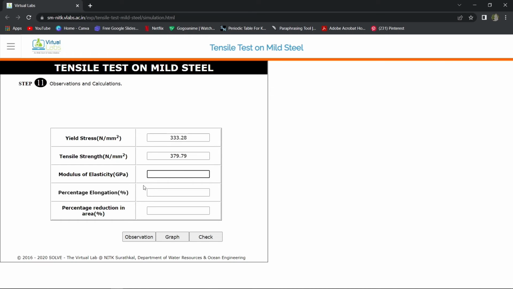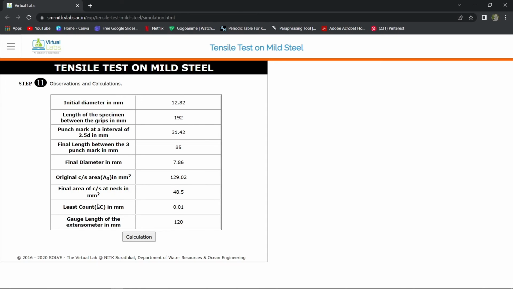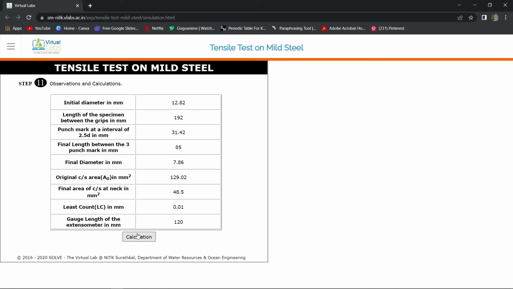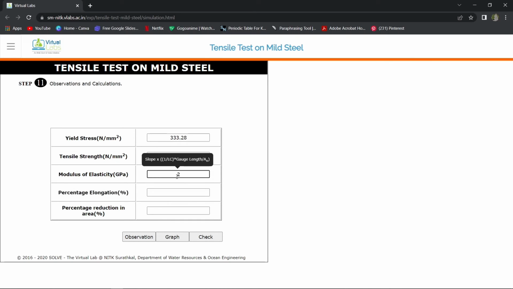For the third, modulus of elasticity. The formula is slope times 1 per least count times gauge length per original cross-sectional area in square millimeter. The value of the slope is 2.27, the value of the least count is 0.01, and the value of the gauge length is 120. Using the formula, we get the modulus of elasticity as 211.13.